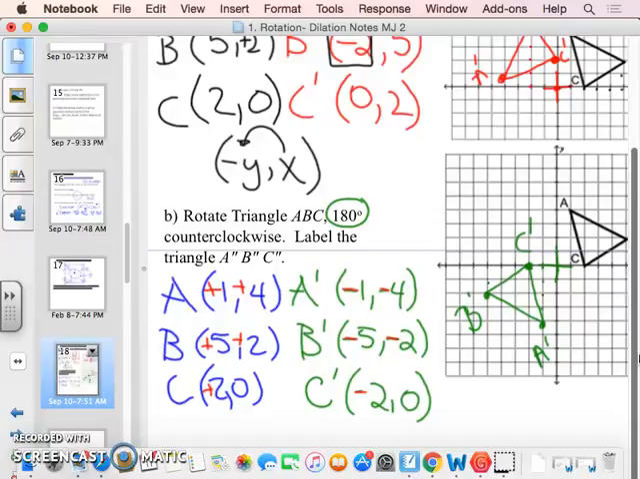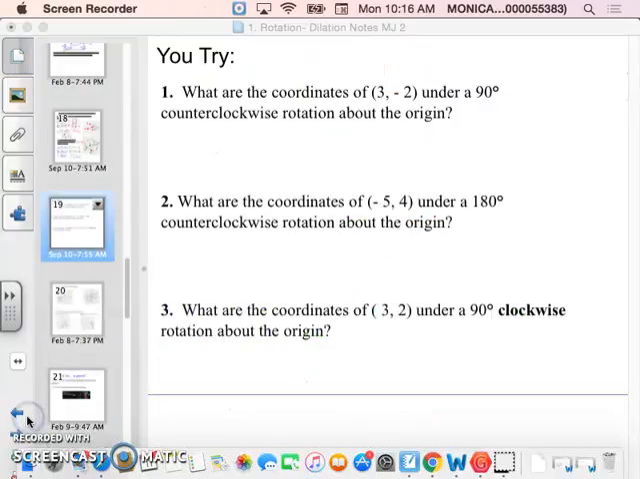So the rule I can come up with for a 180-degree turn, and again, it doesn't matter if you turn clockwise or counterclockwise, you're still going to end up making 2 turns and end up completely turned around. So the rule I can come up with is you don't flip-flop the coordinates, they stay, but what changes is the sign. Doesn't mean they both become negative all the time. It just means that the sign changes. At this time, you're going to want to pause the video and try these 3 problems on your own using the rules we just learned.